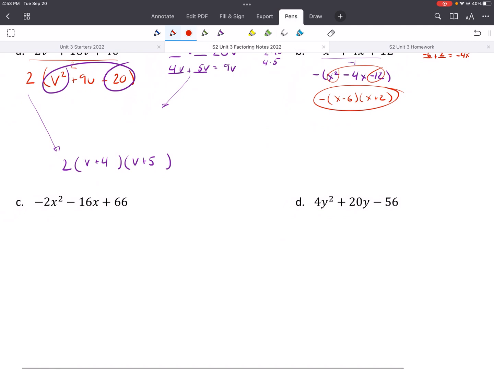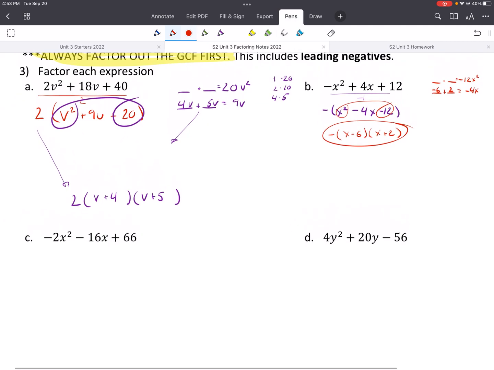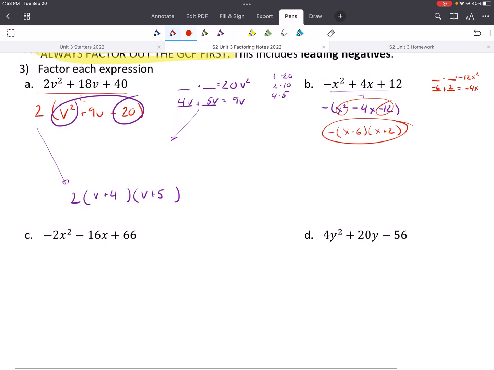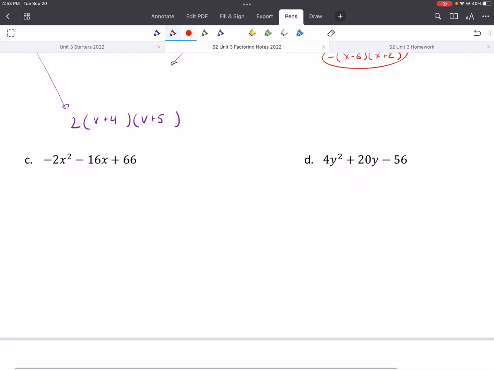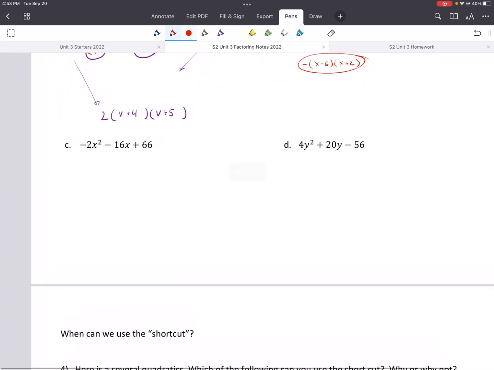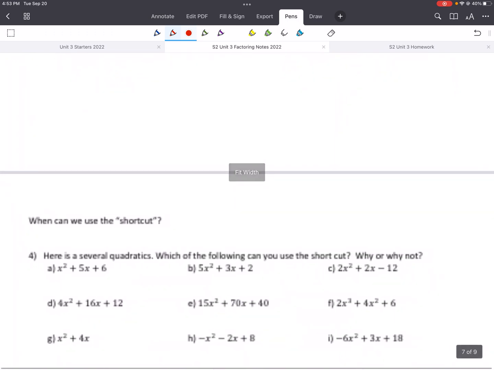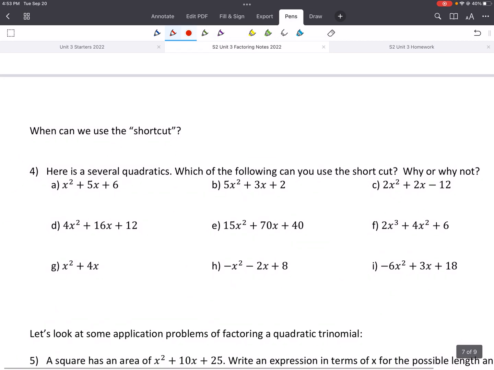So C is kind of the same. You just do a negative and a 2, but you end up doing the same sort of thing. D, sort of the same sort of thing. We can just take out a, looks like a 4. Okay. The thing though is, let's go over here, when can we use the shortcut?